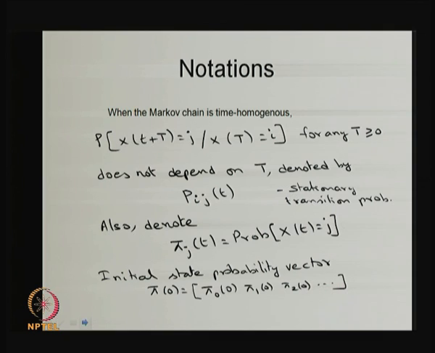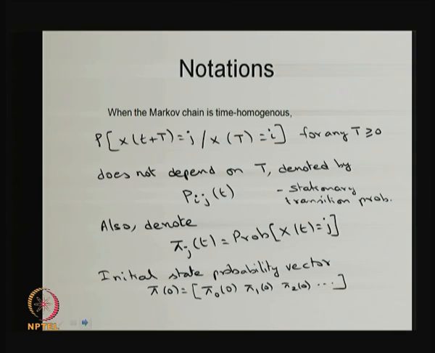Now, I am going to introduce a few notations to study the behavior of a continuous time Markov chain. Whenever the Markov chain, here a continuous time Markov chain, is time homogeneous, then the conditional probability of the system being in the state j at time point t plus capital T, given that at capital T it was in the state i, does not depend on capital T. Here we assume that the state changes from i to j at a future time point t plus capital T.